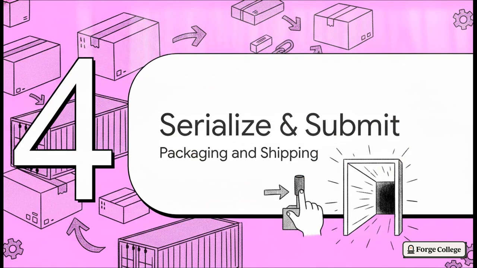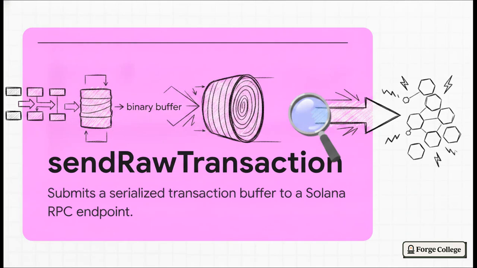Section 4, serializing and submitting. Time for packaging and shipping. We've done all the prep work, so now for the really fun part. By calling .serialize on our transaction object, we flatten our package into that binary buffer. Then, by calling sendRawTransaction, we confidently ship that buffer right off to the testnet RPC node. This method is the true workhorse. It takes that unreadable block of data and fires it straight into the blockchain ecosystem.